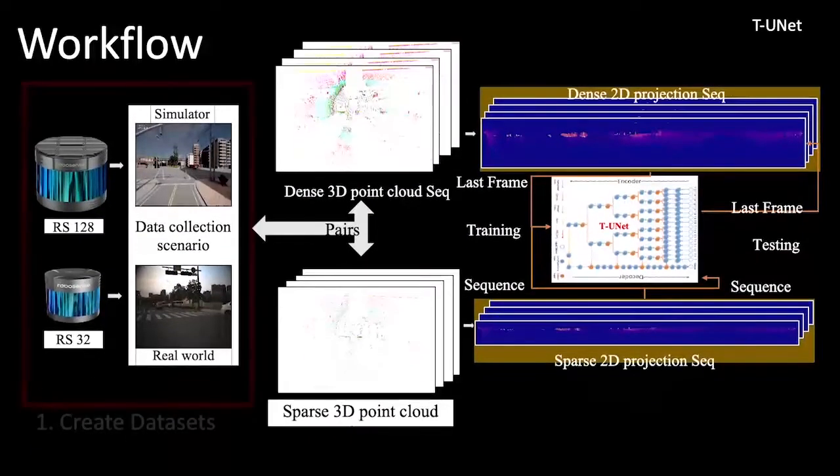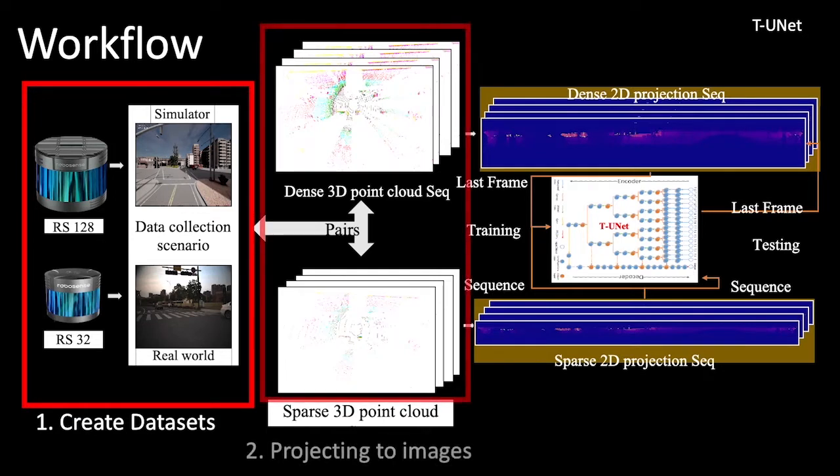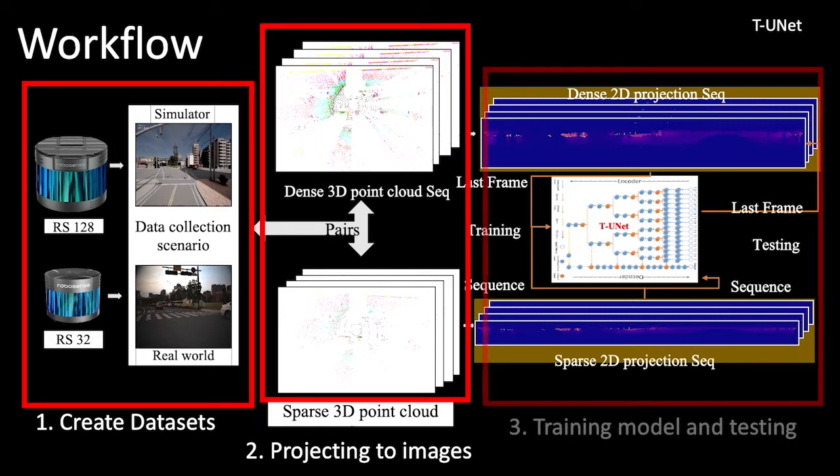Our workflow is as follows. First, we need to build datasets for the LiDAR point cloud super-resolution task. Secondly, it is necessary to perform spherical projection transformation processing on the original point cloud to train the model more efficiently. Finally, use the processed data to train the established model.